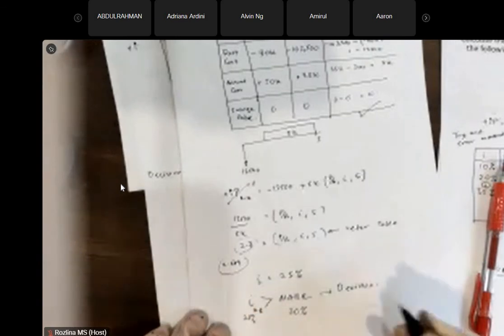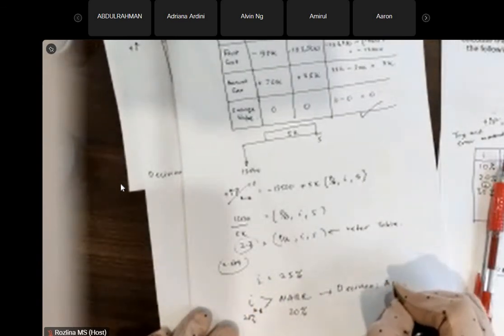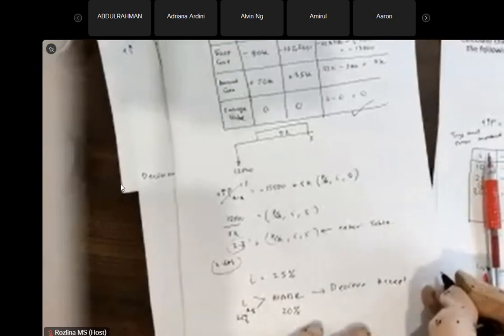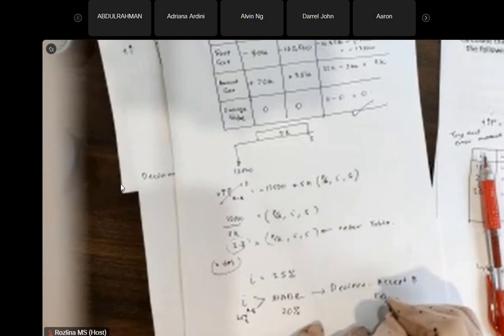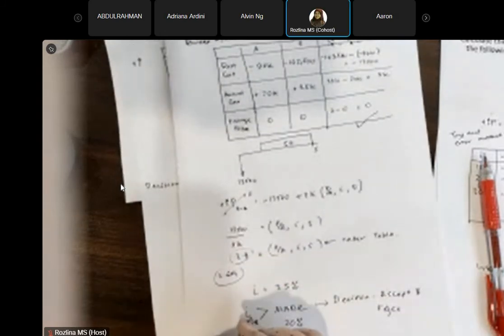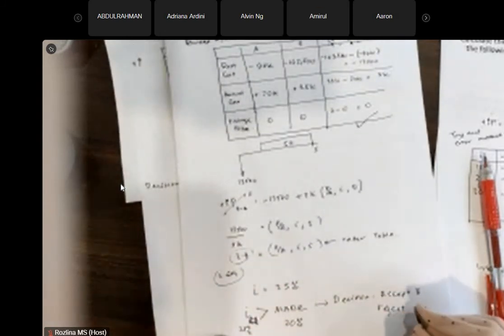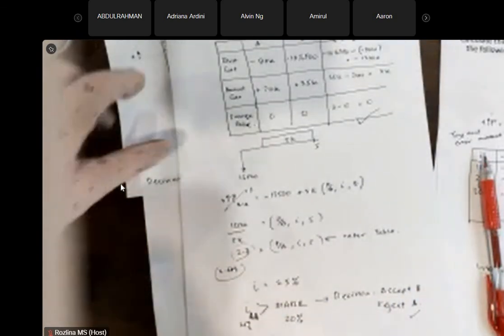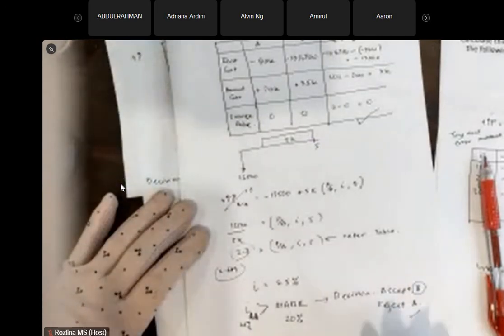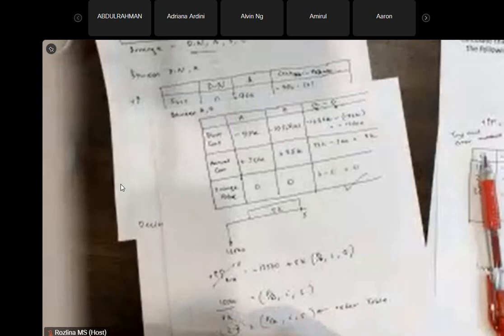Accept challenger and reject defender. Who is the challenger here? B, Scheme B. Accept B and reject A. Oh, I reversed it here. B minus A. Accept B, reject A. Okay, good. Then you know that B is the winner. Then you compare B with C.